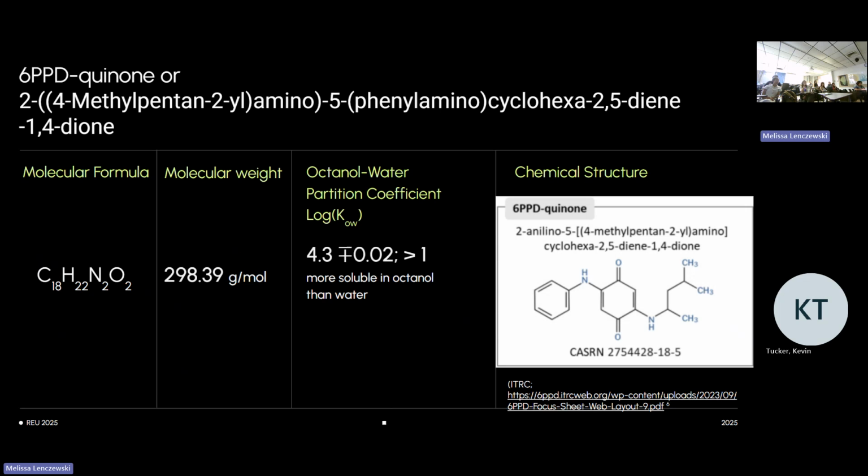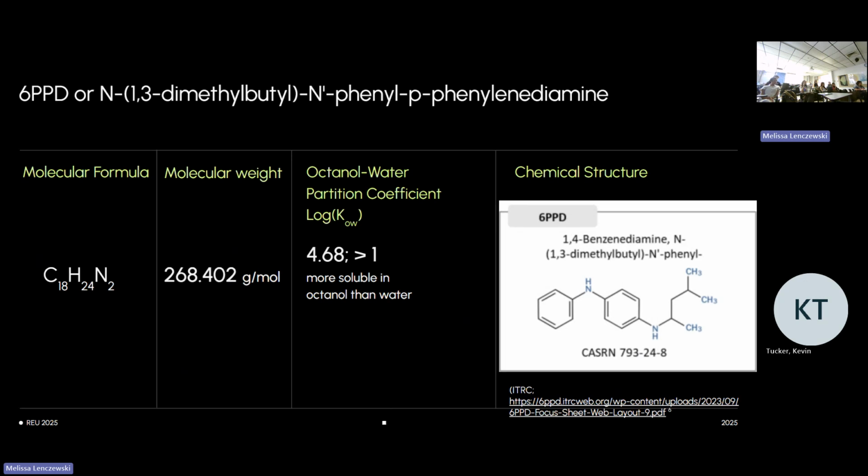And here is what 6-PPDQ is. It's just that chemical with the addition of oxygen. That addition of oxygen makes it a contaminant and deadly to some of these species.